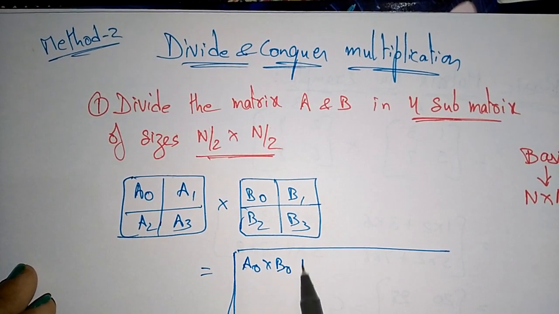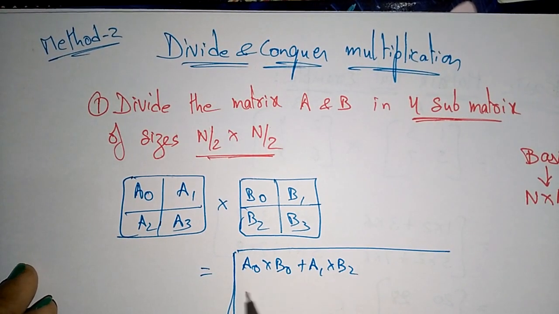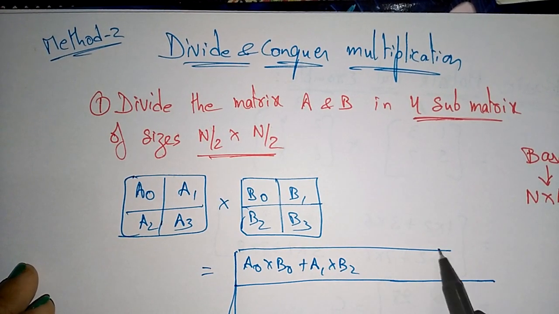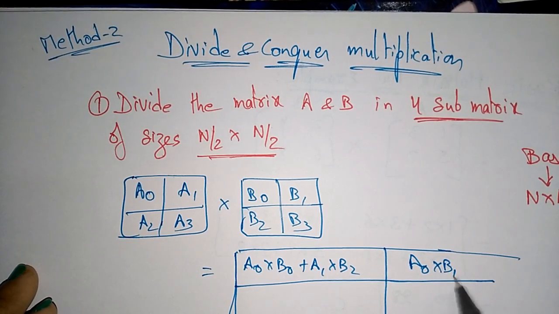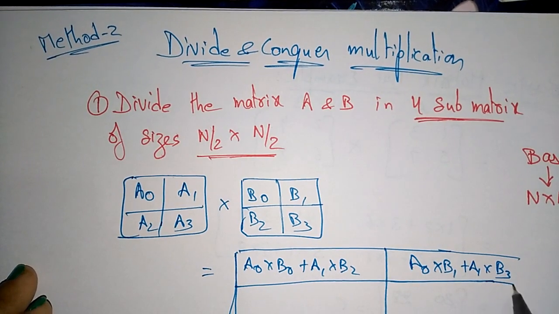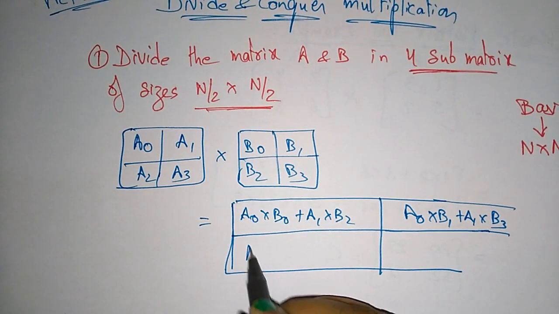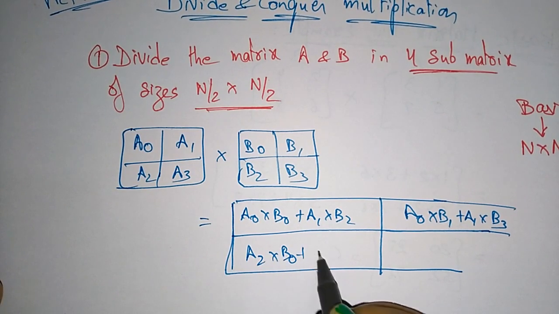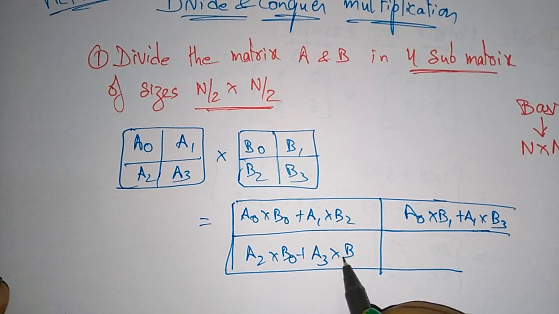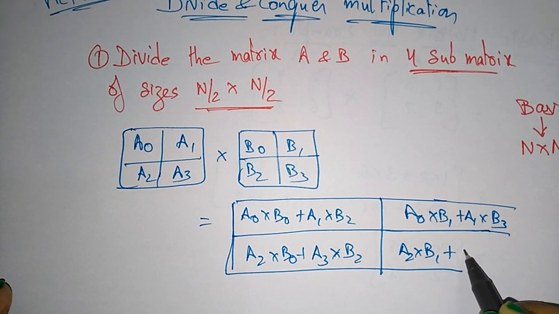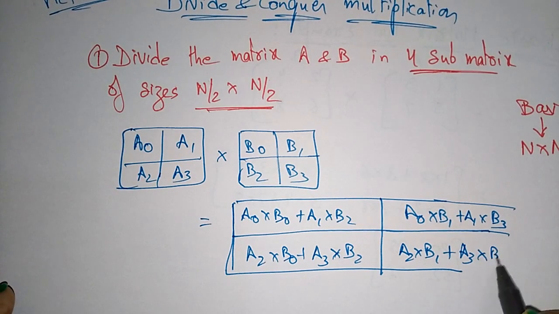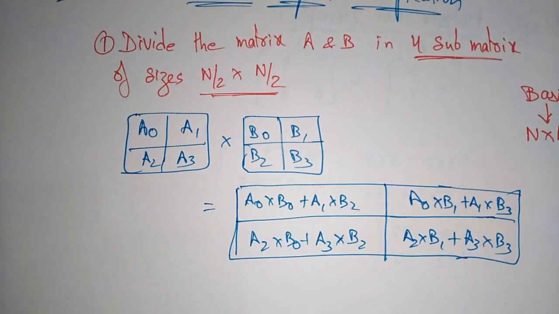A0, B0 plus A1 cross B2. Next A0, B1 plus A1 cross B3. Next A2, B0 plus A3 cross B2. And A2, B1 plus A3 cross B3. Again these are also sub-matrices. So this is how you are dividing into sub-matrices.